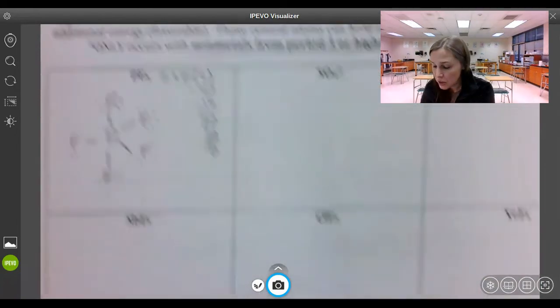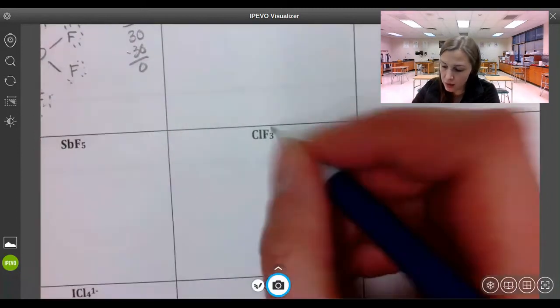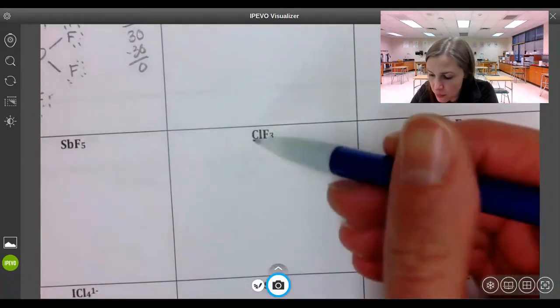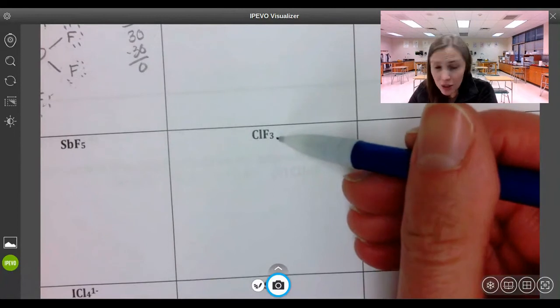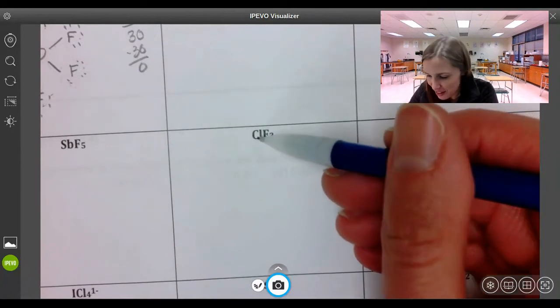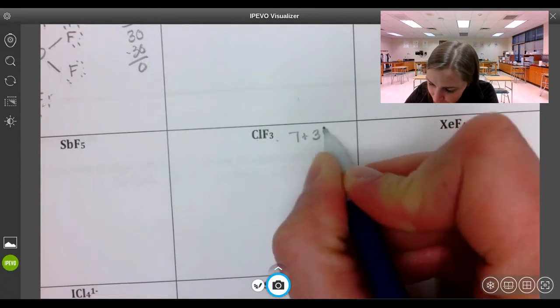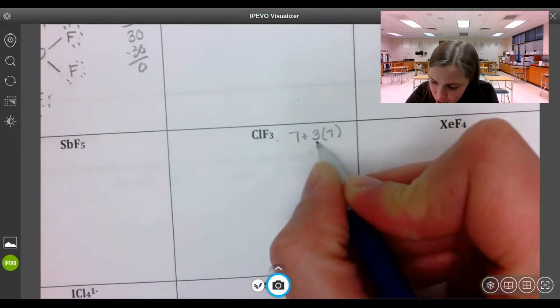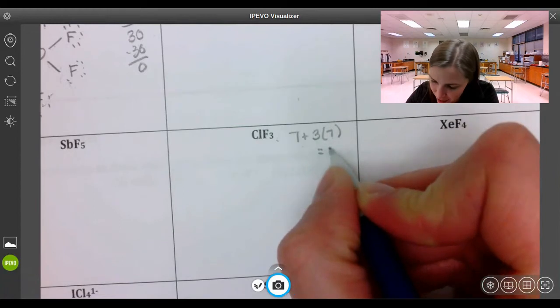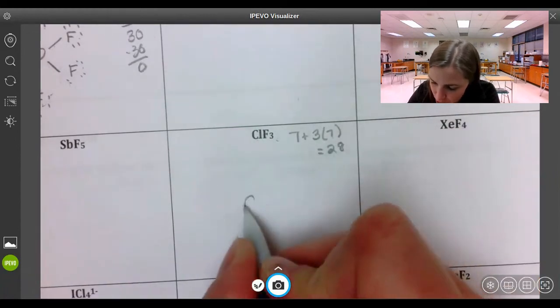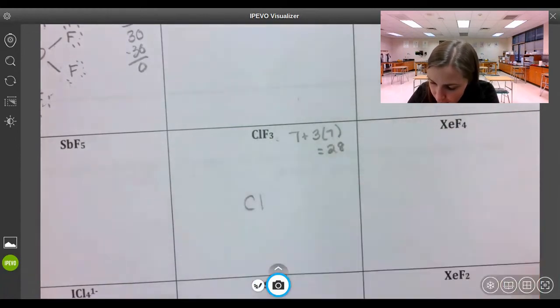All right, we're going to go diagonal in this chart here, and we're going to look at this one where we have chlorine. Oh my goodness, I'm getting so exhausted today. So I have my chlorine and my 3 fluorines here. And they each have 7. So 7 times 3 is 21, plus the 7 is 28. I'm going to start with chlorine here, and I have my 3 fluorines.